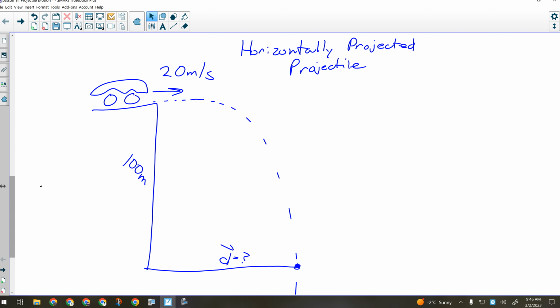Okay, now here's the thing we have to remember. In all projectile motion, there are two parts to the motion, the horizontal part and the vertical part. And they only have one thing in common. Just like in a boat question, the only thing they have in common is how long they happen for.